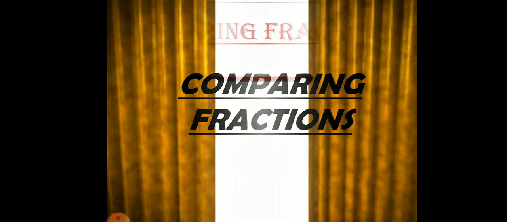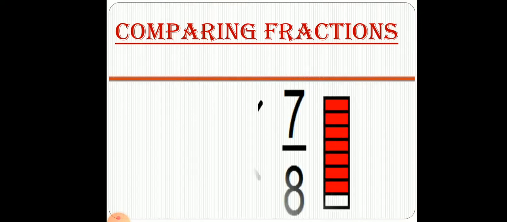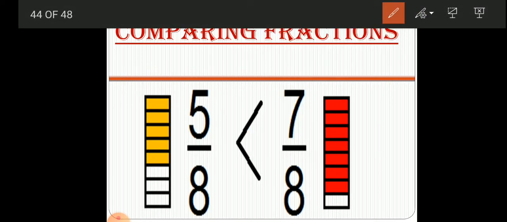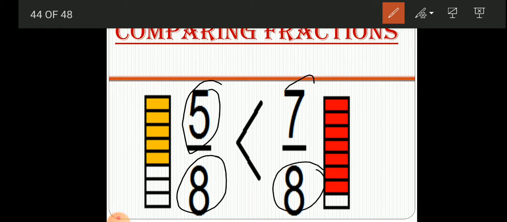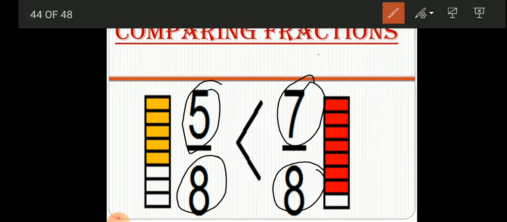Now we will be learning comparing fractions. How we will compare fractions. Comparing means to see which is greater and which is smaller. So here you can see the first fraction, out of 8 blocks, the shaded are 5, and in the second, you can see out of 8, 7 are shaded. So definitely 7 is greater than 5. If 7 is greater than 5, definitely the fraction 7 by 8 is greater than 5 by 8.